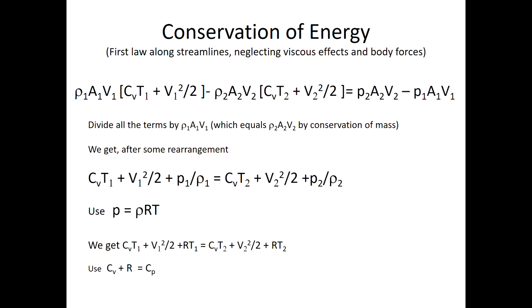Now Cv, which is the specific heat at constant volume, plus the gas constant R, is equal to Cp, which is the specific heat at constant pressure.